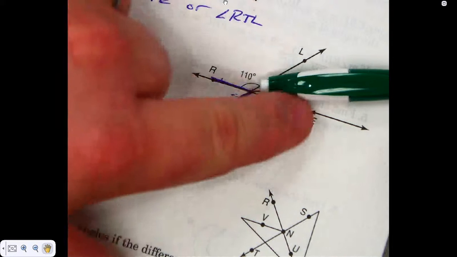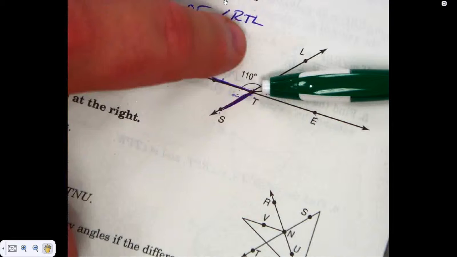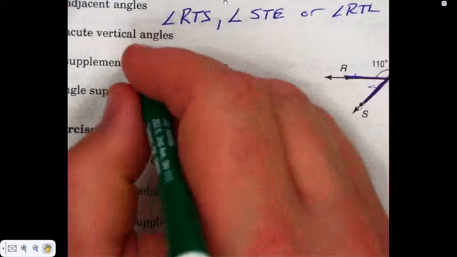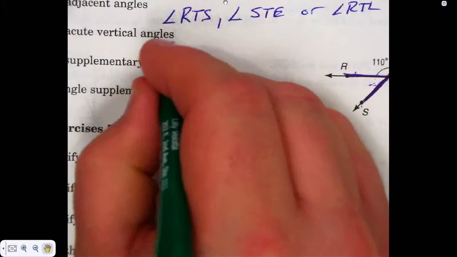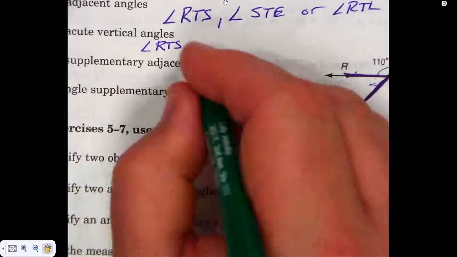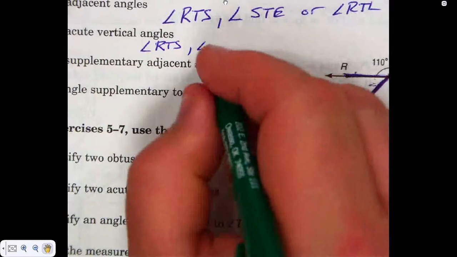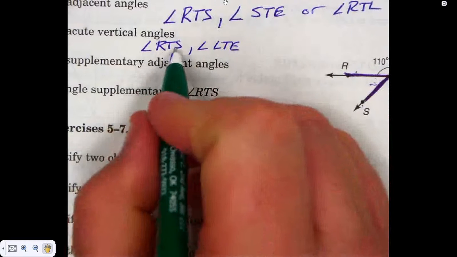So angle RT. Now why would this answer not work? Because they're vertical angles, but they are obtuse. So the only right answer here is angle RTS, and angle LTE. Of course, you'd have ETL or STR too.